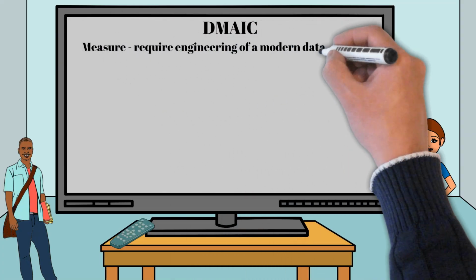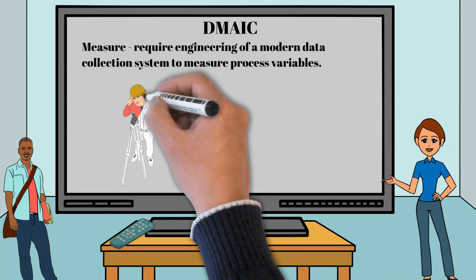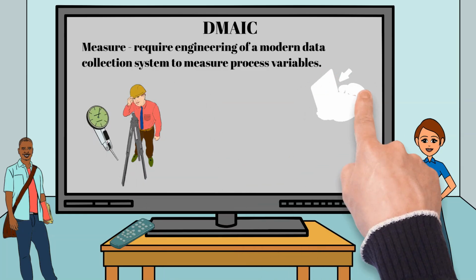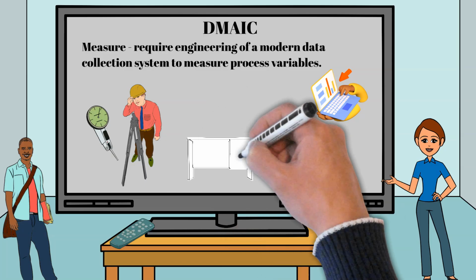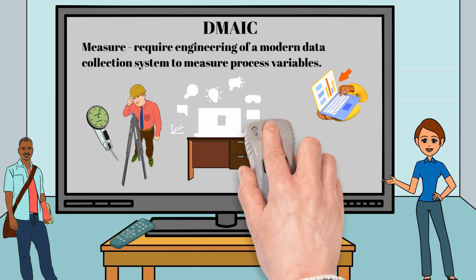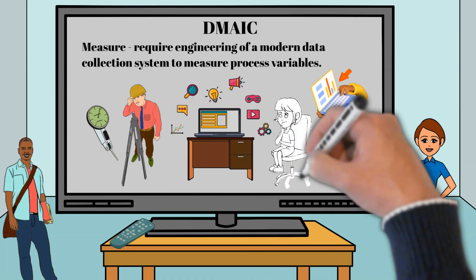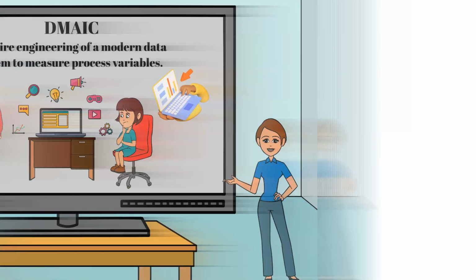Measure. Measuring could be a very challenging task and require engineering of a modern data collection system to measure process variables. Also, it could require a lot of manual labor if measurements cannot be automated. However, without data and measuring it, it won't be possible to evaluate the current state or the progress.